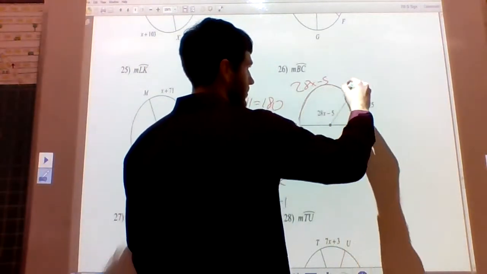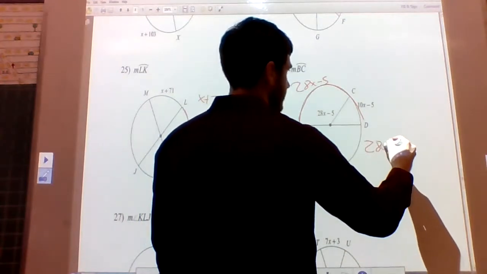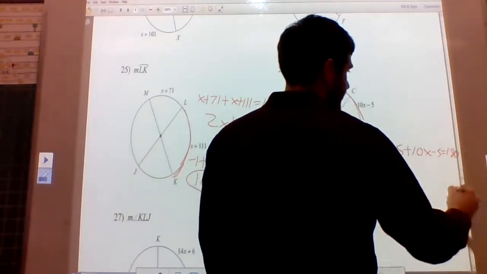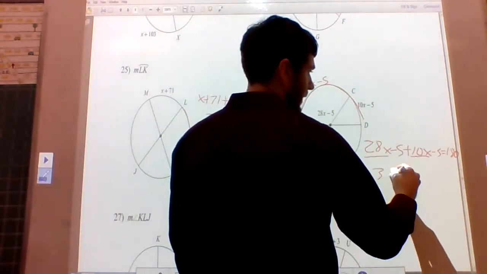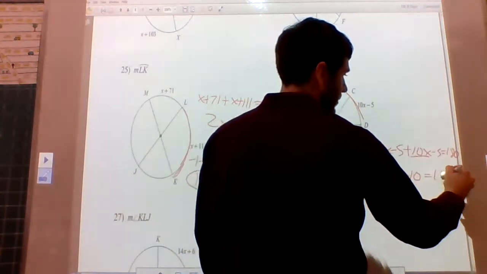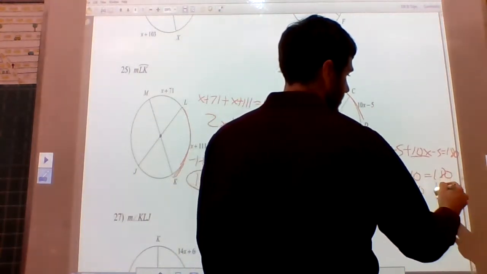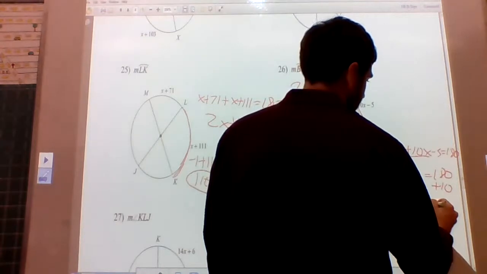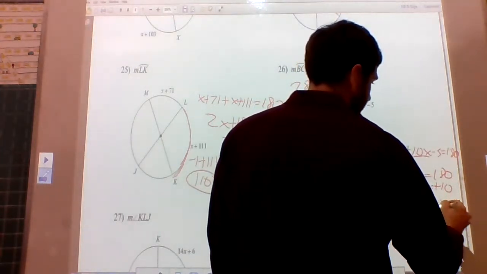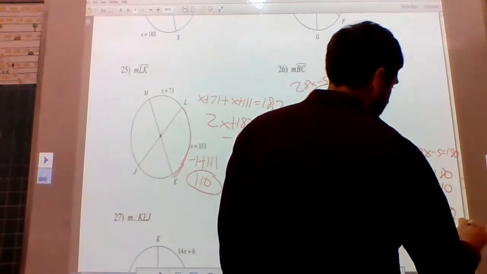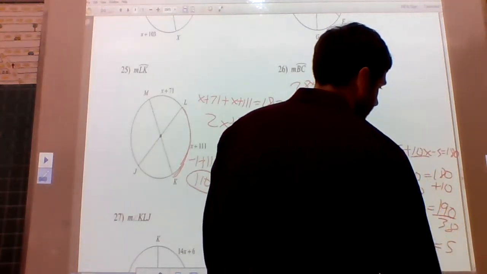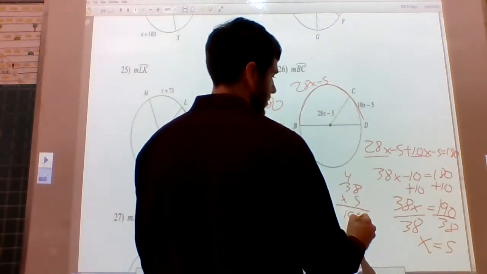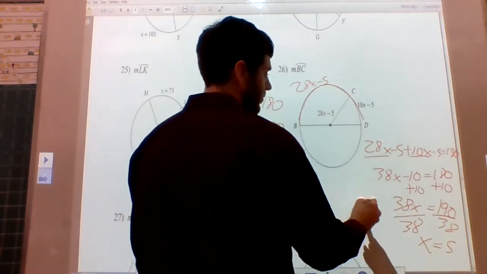So semicircle here. So that'll add up to 180. 28x minus 5 plus 10x minus 5 equals 180. So that is 38x minus 10 equals 180. So that's going to be add 10. So 38x is going to equal 190. Divide by 38. We get x equals 5.